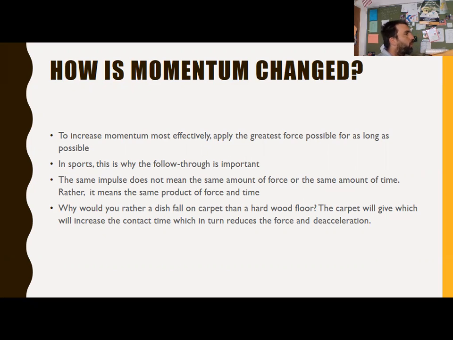So the question here is, I'm sorry, I didn't really mean to give the answer on there. Why would you rather have a dish fall on carpet than a hard floor? Why? That's what's going to happen. The why is what we're concerned with. The answer is on here. The carpet will increase the contact time, so it will reduce the amount of force and the deceleration. The longer you're in contact with something, the less force that's applied to it at one point in time.